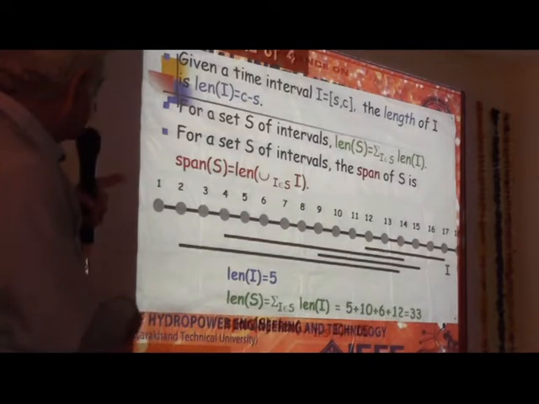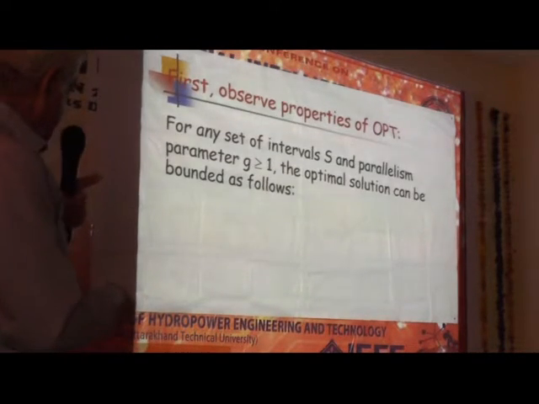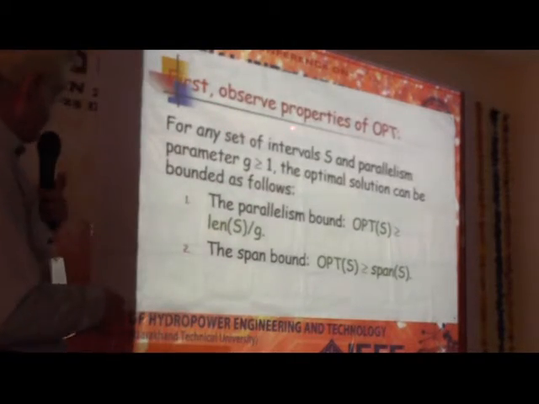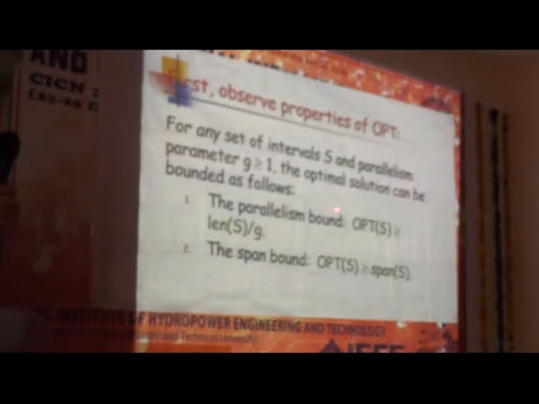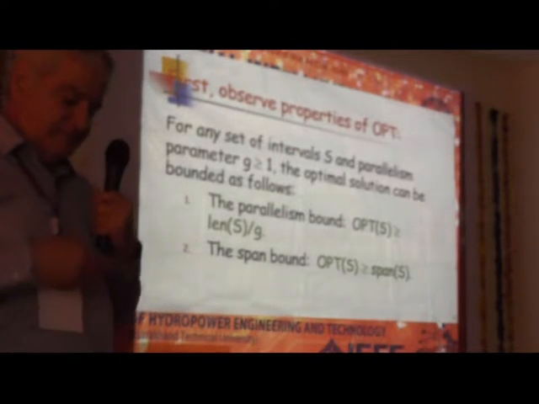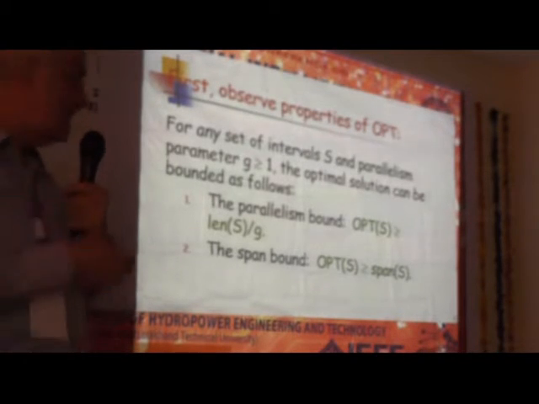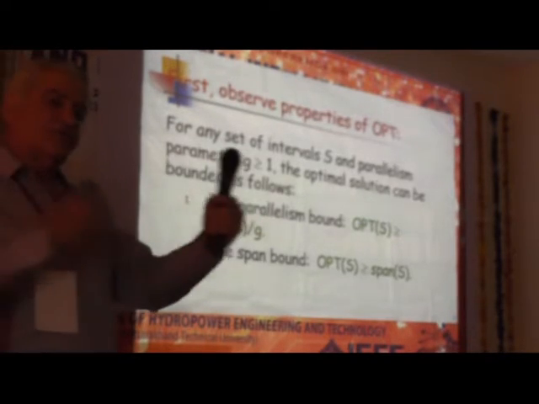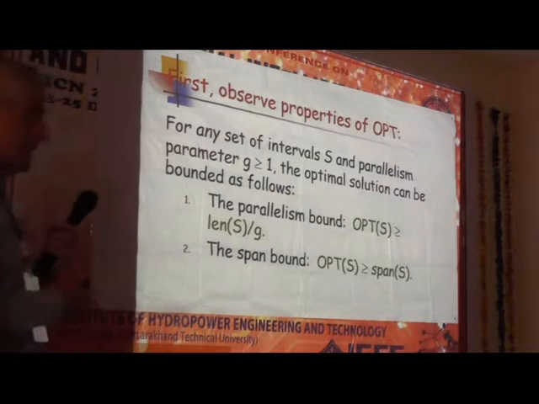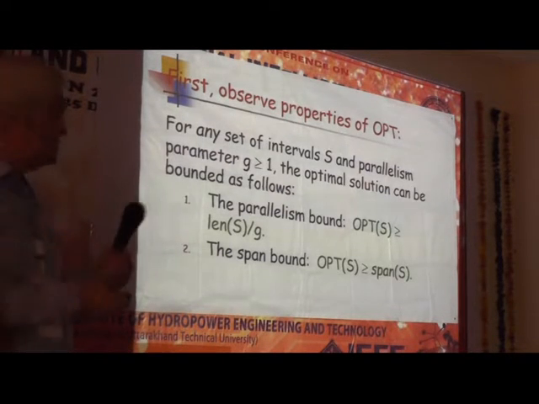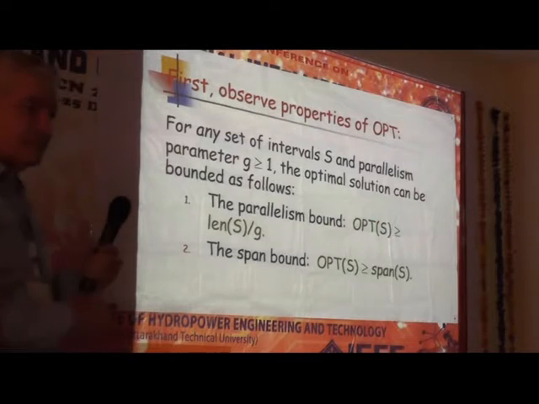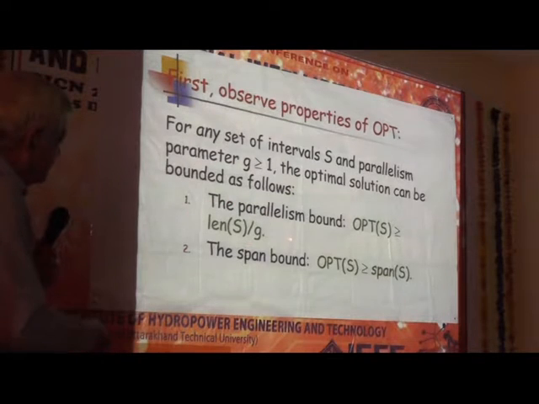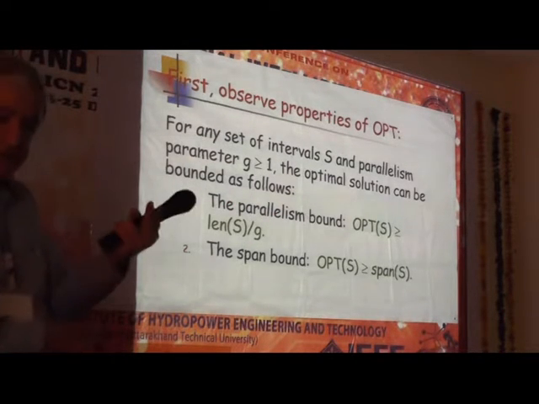And we are using these terms in the following way. First, the parallelism bound means I cannot process more than G jobs at a time. Now, length of S is the total time of all the jobs together. Since I cannot use more than G jobs on one machine, the optimum time, the time that the machines are going to work, must be at least the total work divided by the parallelism. This is the first bound.